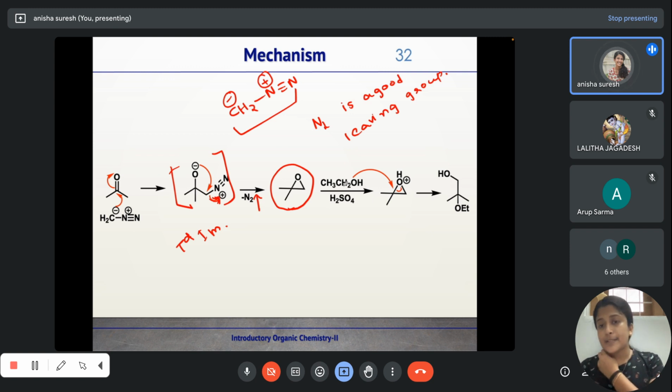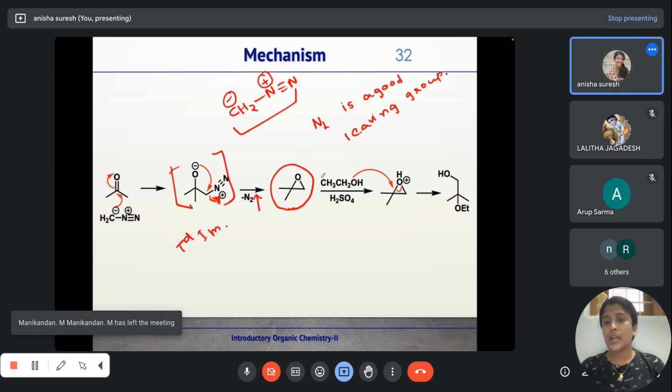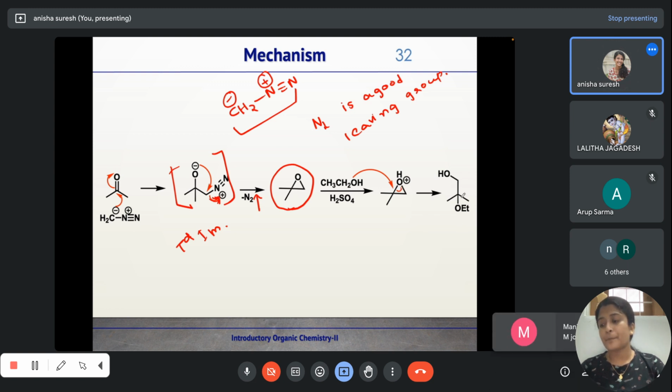Now we are having ethanol in presence of sulfuric acid. Because of the presence of sulfuric acid, the oxygen on this oxirane will be protonated. Now this ethanol oxygen will add on to this position and this will be opening up. So it will result in the formation of this product. Clear?